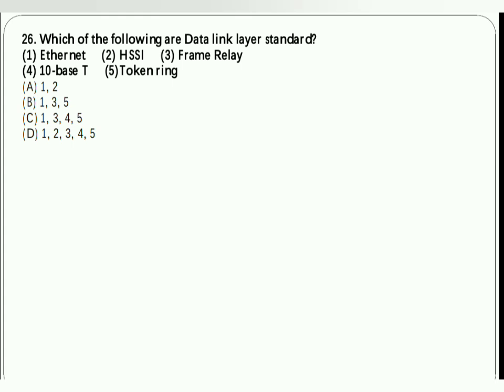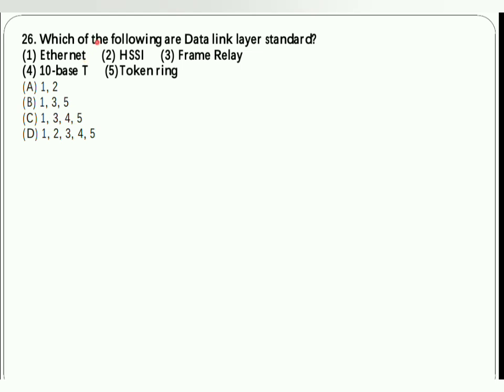Frame relay is a WAN protocol. It is most commonly implemented at layer 2, that is the data link layer in the OSI model. And 10-base-T is used over the internet. Next one is token ring. Token ring provides services up to and including the data link layer. So here the correct option is C, that is 1, 3, 4, 5.